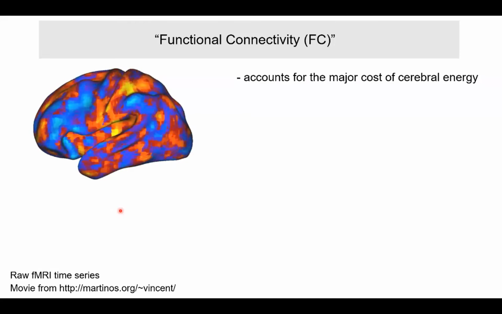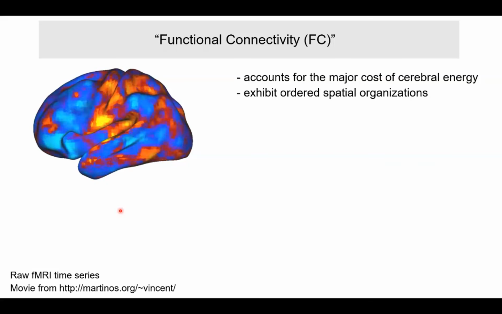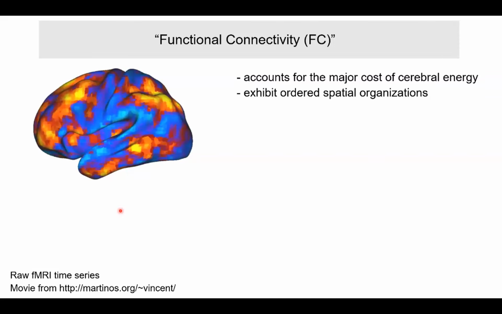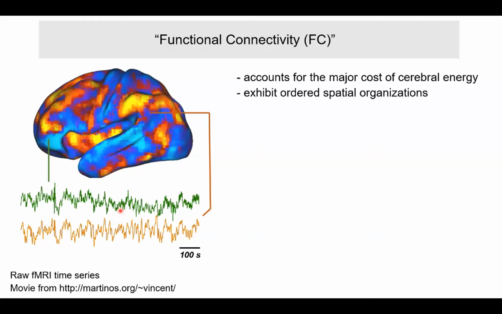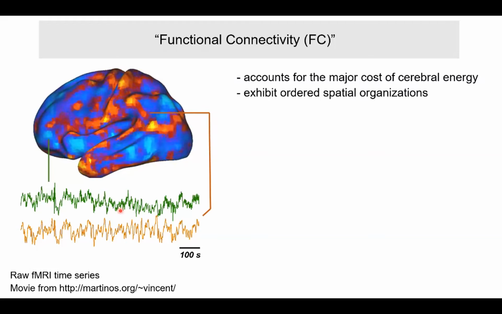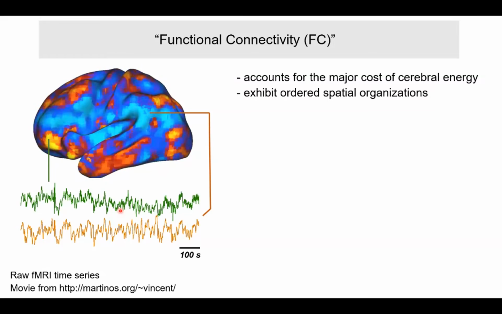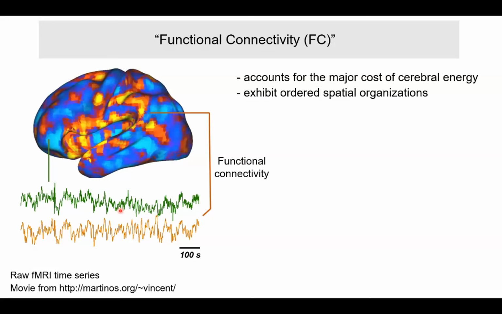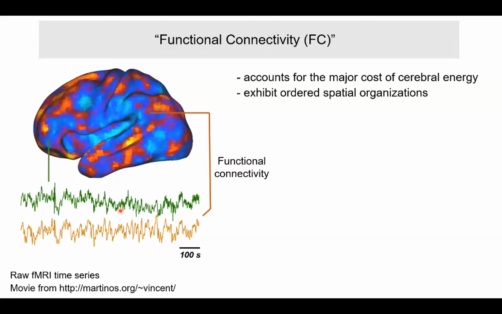What is interesting is that people realized there are really ordered spatial organizations of these spontaneous activities. For instance, if you look at a time course from some anterior portion of the brain and a time course from the posterior portion, they're not random noise. They really have synchronized behavior. So the definition of functional connectivity in fMRI is quite surprising. It's purely based on the temporal synchrony of activity across different brain regions.